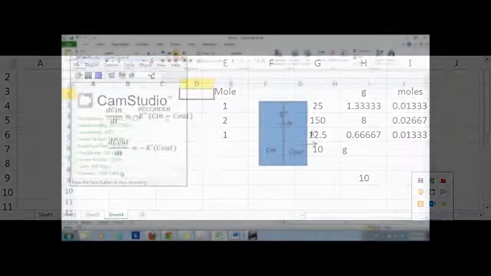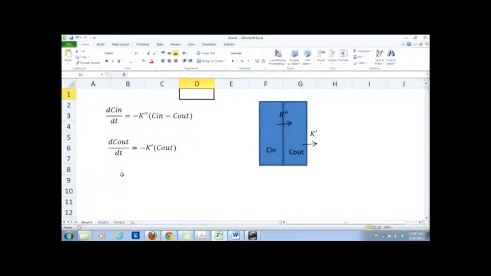Hi everyone, in this tutorial I will show you how to solve a set of differential equations using an Excel sheet. I will be using an analytical approach to solve these differential equations. For this particular video tutorial, I have used the example of diffusion. Here I have defined two chambers, inside chamber and outside chamber. There is a concentration of C in the inside chamber and C out in the outside chamber.